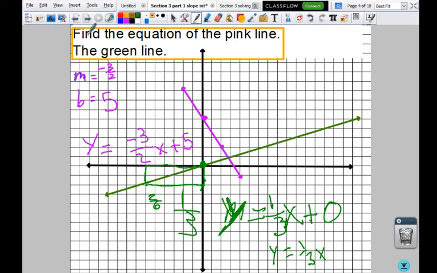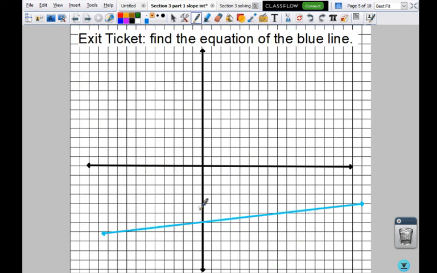Alright, nice job. So, if you haven't yet, find the equation of this blue line for your exit ticket. I will turn on Socrative and then put your homework on Google Classroom.